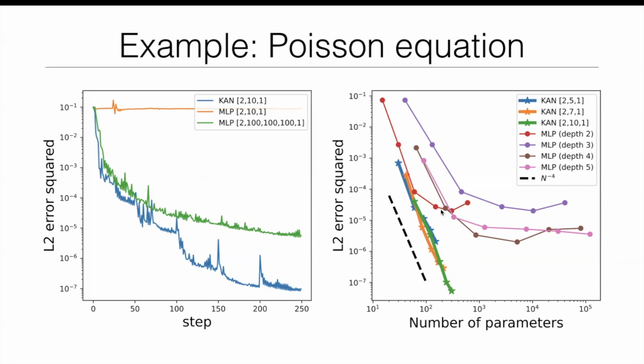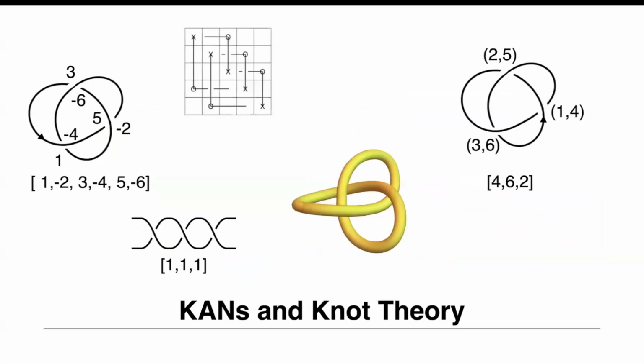And again, we can look at the scaling with the number of parameters. So we find this scaling for KANs, and then the MLPs start to flatten out. And we again compare this to this theoretical value of n to the 4 for cubic KANs. So this is for solving a partial differential equation. The second thing I wanted to discuss is an example where we applied this to scientific data, to knot theory.